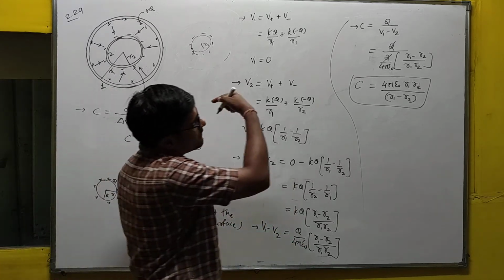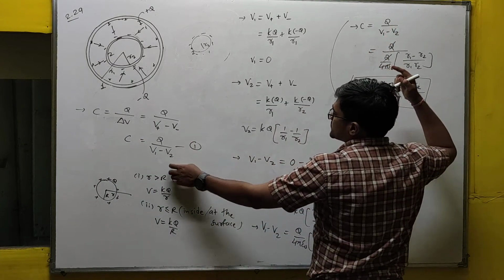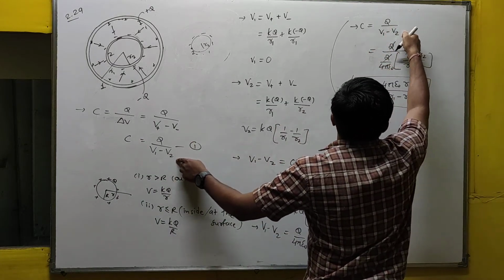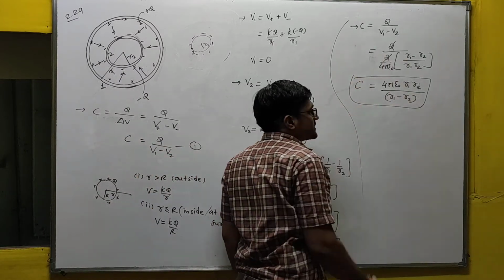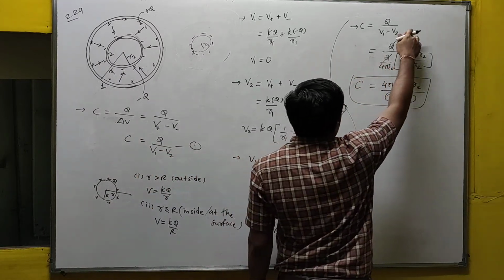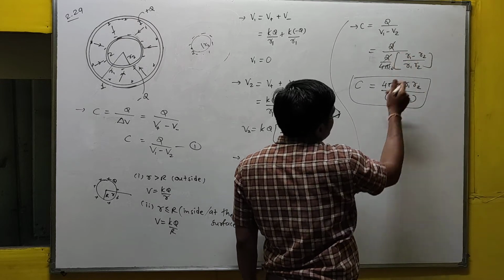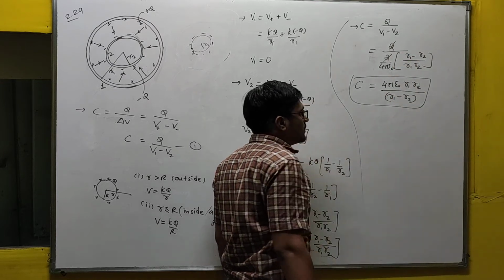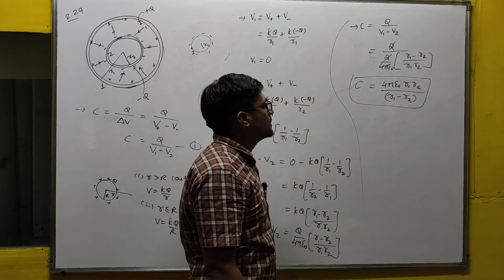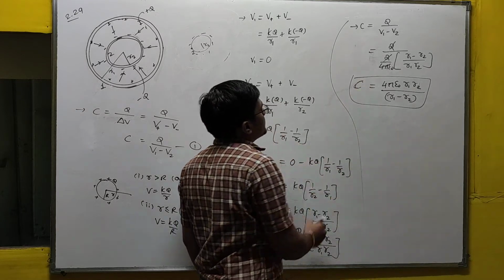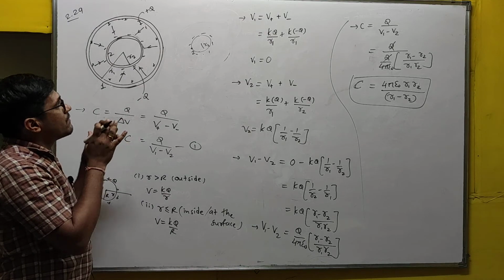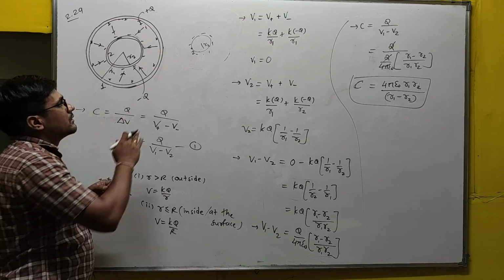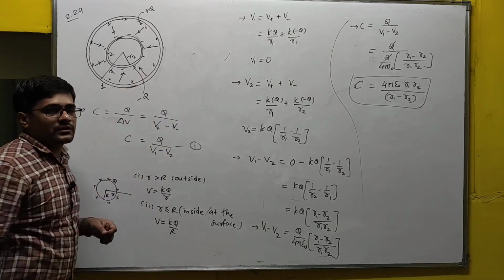Now the capacitance of this spherical capacitor is Q by the potential difference V1 minus V2. So substitute the value of V1 minus V2 here. So Q and Q get cancelled and this 4 pi epsilon naught goes in the numerator. So it becomes 4 pi epsilon naught R1 into R2 divided by R1 minus R2. So this is the formula of a spherical capacitor having two concentric spheres having equal charges. This is an important question for your examination.